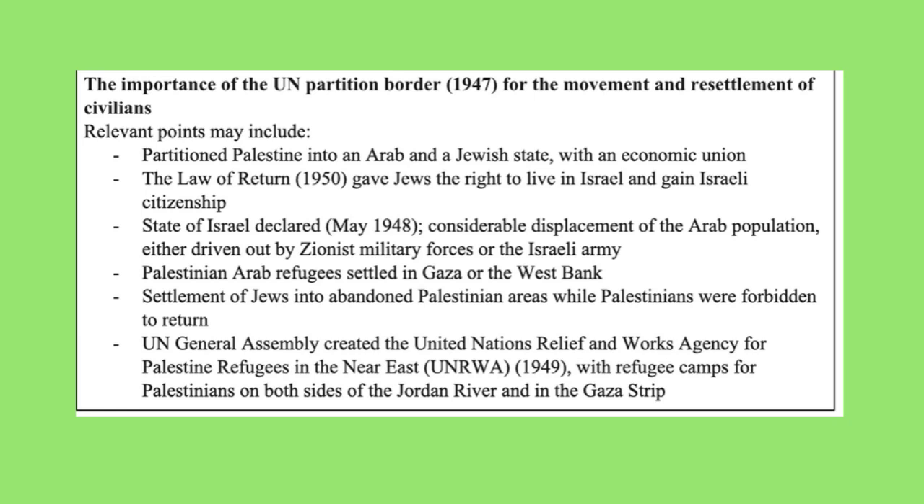We're developing the points by explaining their link back to the question and that idea of importance. And really just showing that we've got a good understanding of the topic and the links between the UN partition border and the movement and resettlement of civilians. For both questions though, do take a look at the rest of the points to see if there's anything you could have included in your answer.